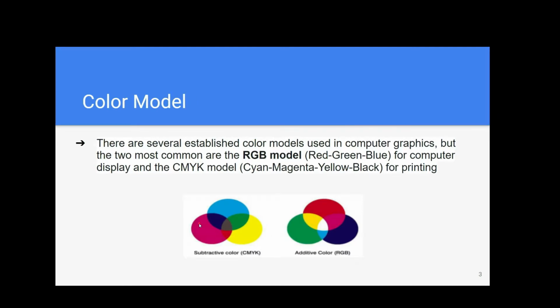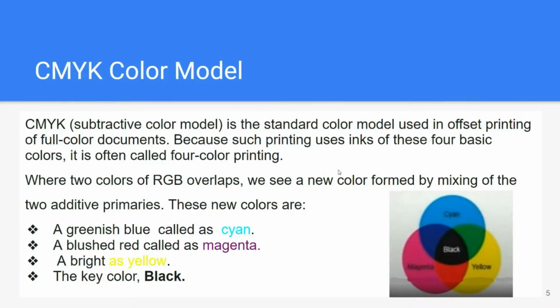The next color model is the CMYK color model. The CMYK color model is a subtractive color model. It is a standard color model used for offset printing of full color documents. Because such printing uses inks of these four basic colors, it is often called four color printing, where two RGB colors overlap. Here we can see the RGB colors are overlapping.